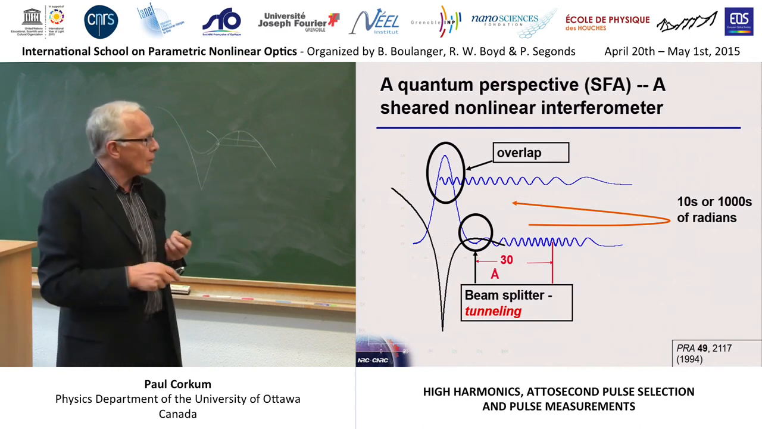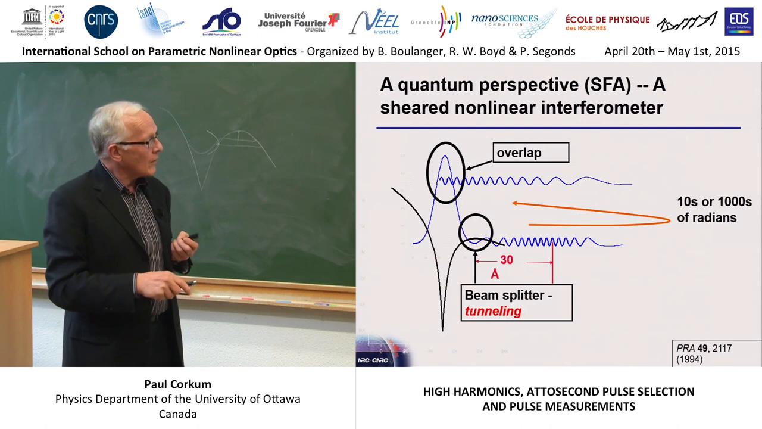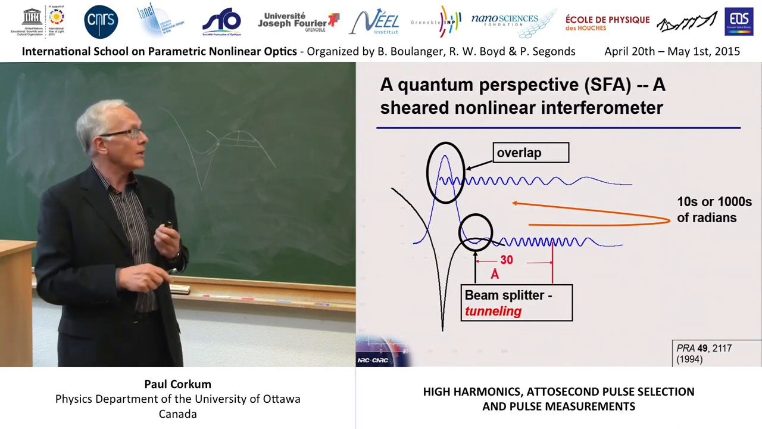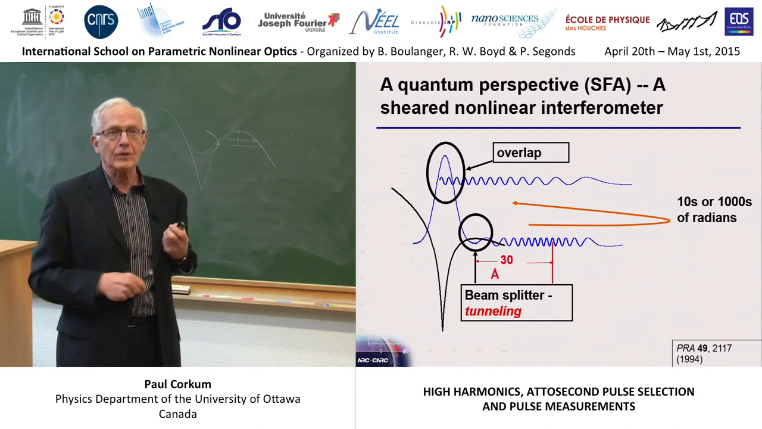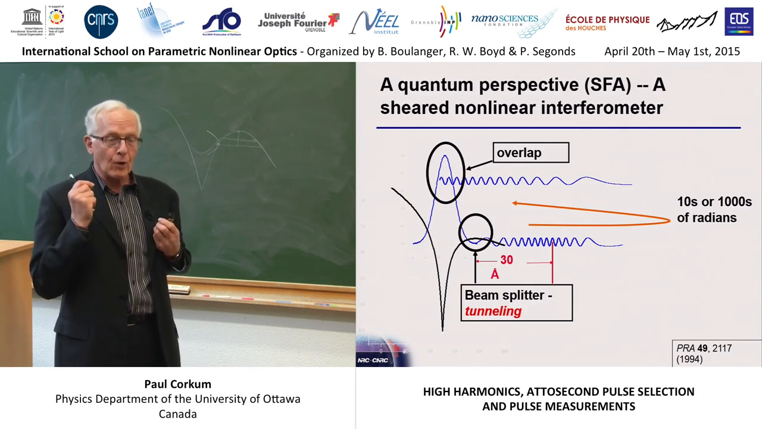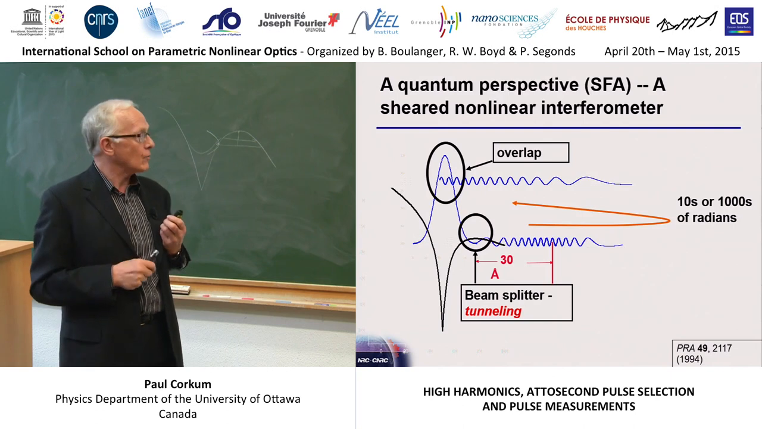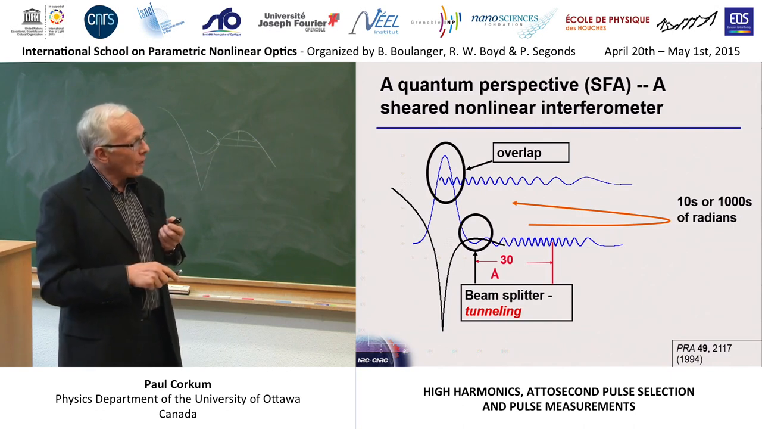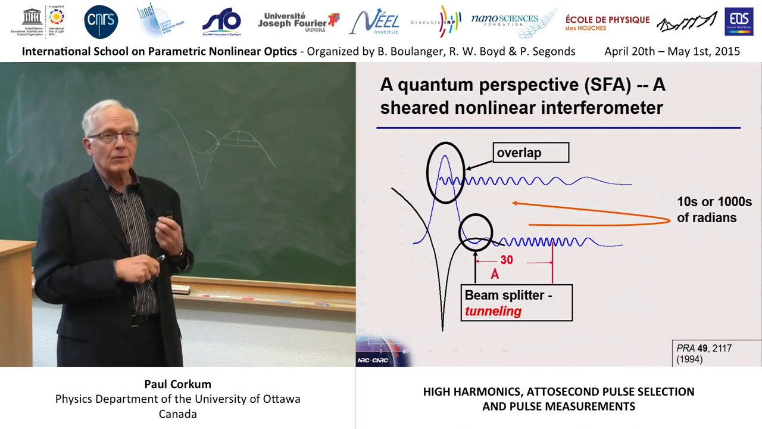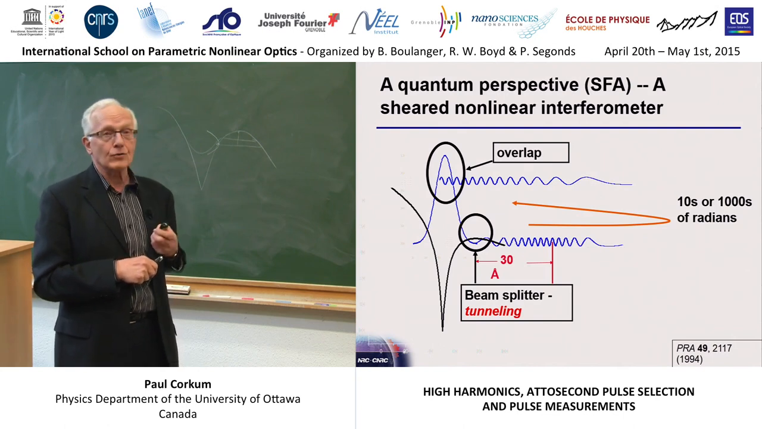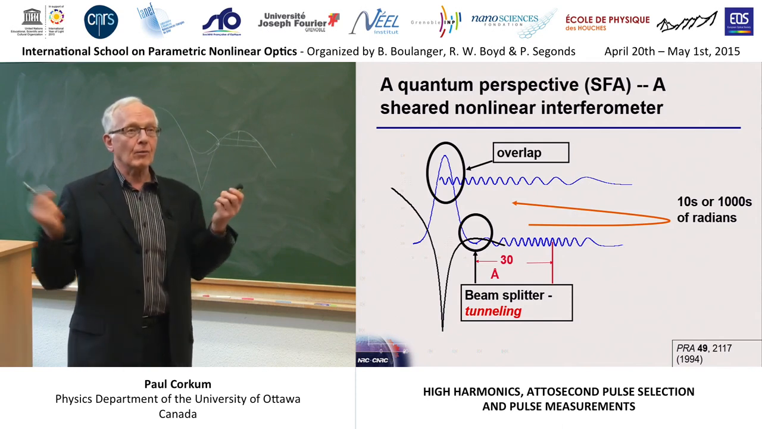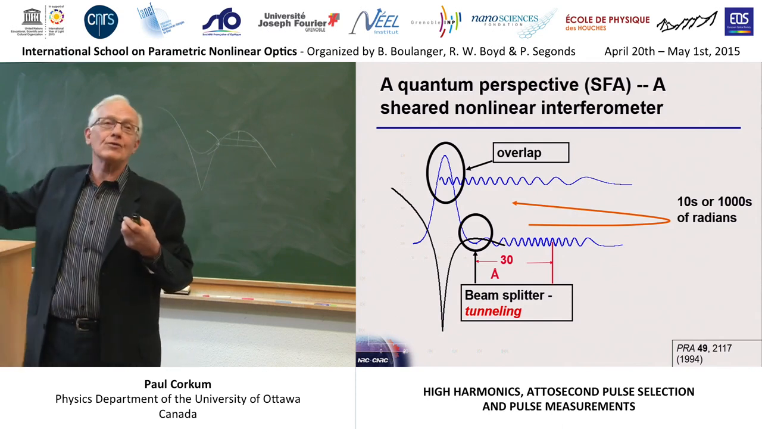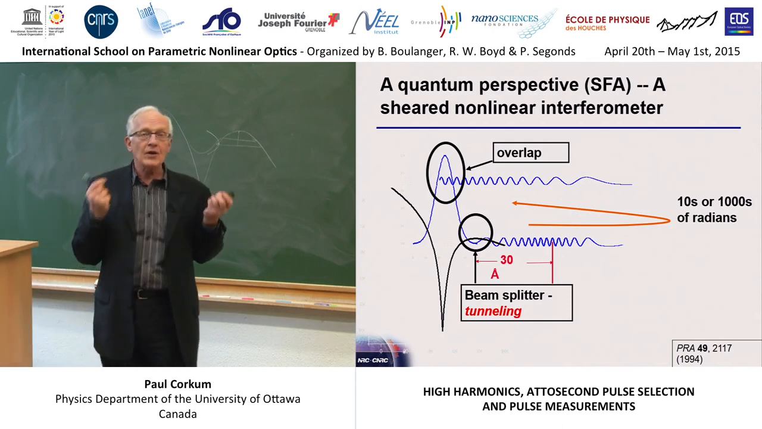So I can think about this whole process of the electron coming out, coming back, and recolliding as an interferometer, a sheared interferometer, because I changed the wavelength of the electron. So I can map this onto an interferometer. The electron along this trajectory picks up tens or hundreds or thousands, or probably in the case of 4-micron light, making harmonics up to a kilovolt, probably tens of thousands or even 100,000s of phase.